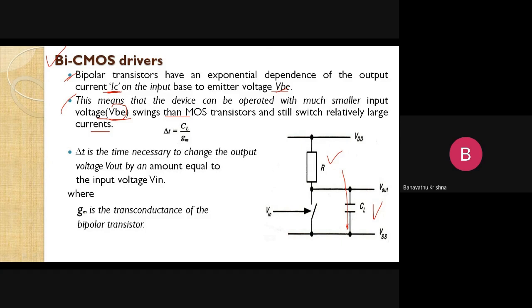So here delta T equals CL by gm. Here gm is nothing but the transconductance of the transistor. As gm increases, delta T decreases, right? So let us see the point here. Delta T is the time necessary to change the output voltage Vout by an amount equal to the input voltage Vin, where gm is the transconductance of the bipolar.